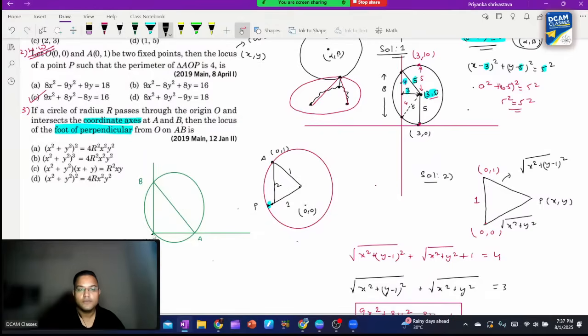We have to draw a foot of perpendicular from this. But what I am saying, this AB is not a chord, it's a diameter. The longest chord is the diameter, because this angle is 90 degrees. And we know the endpoints of a diameter always make an angle of 90 degrees at any other point. So that's why this is a diameter.